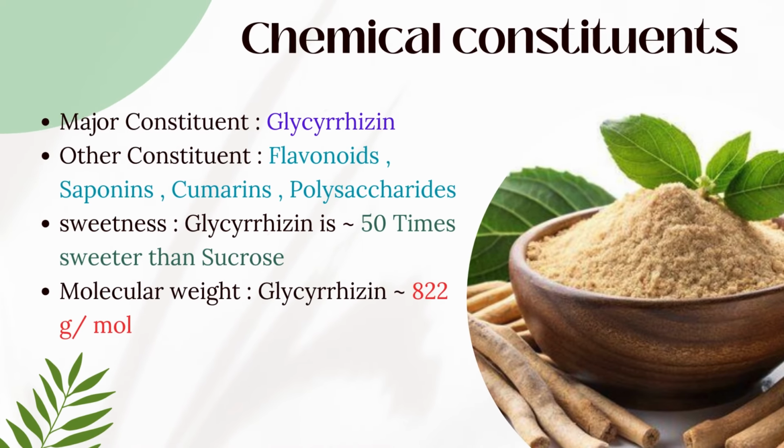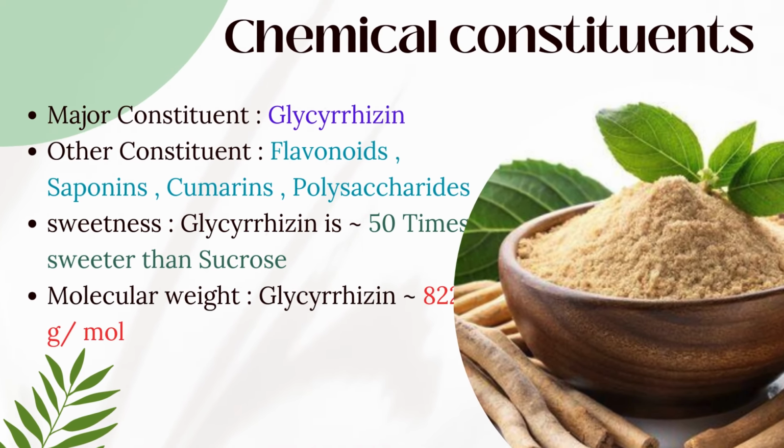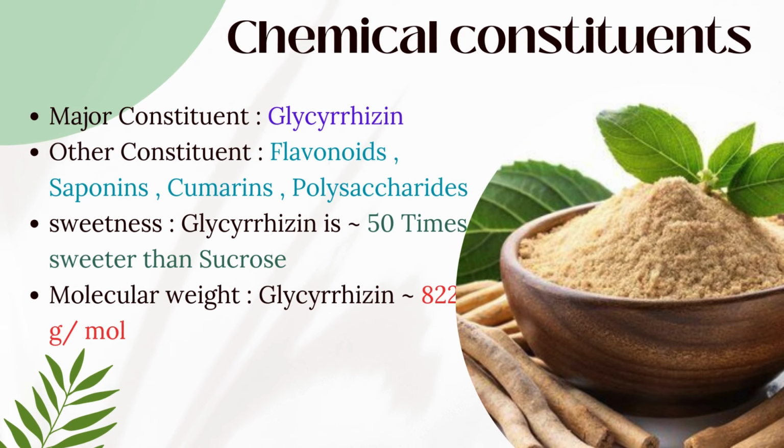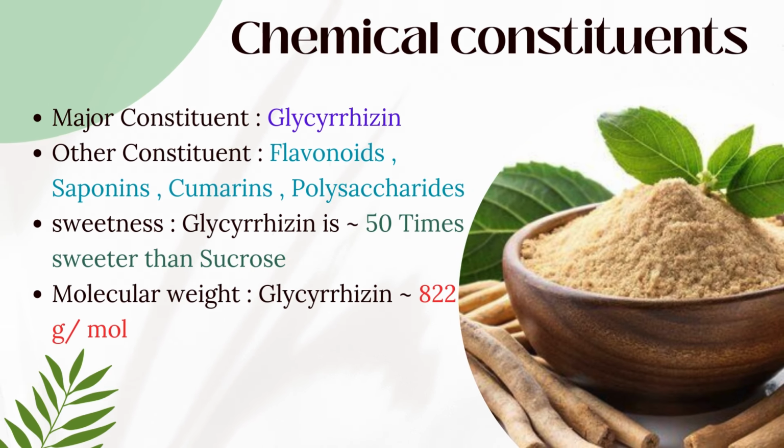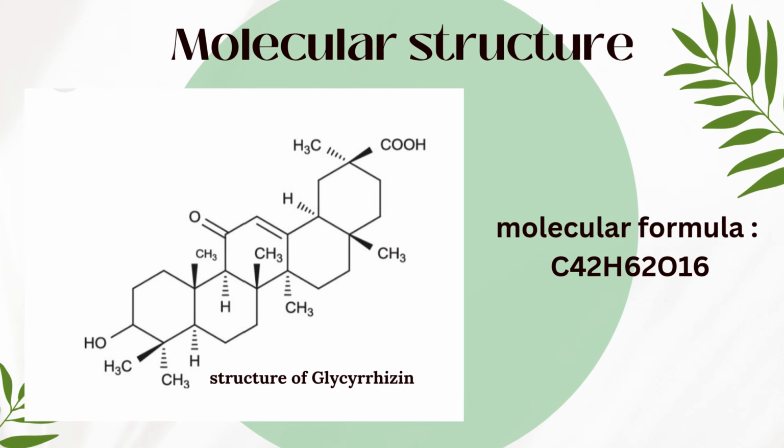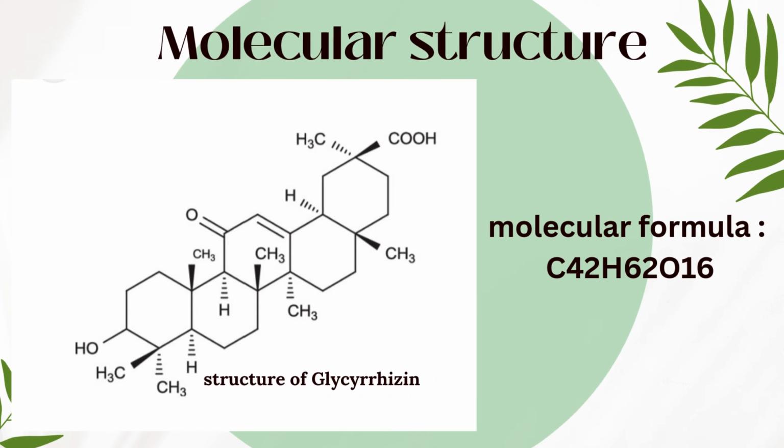This slide is about chemical constituents of liquorice. The most important compound is glycyrrhizin, which is the major active ingredient. It is responsible for the intense sweetness of the plant, which is about 50 times sweeter than sucrose. Besides glycyrrhizin, liquorice also contains other beneficial compounds such as flavonoids, saponins, and polysaccharides. These compounds work together to give liquorice its various medicinal properties. Molecular structure. This slide shows the molecular structure of glycyrrhizin.